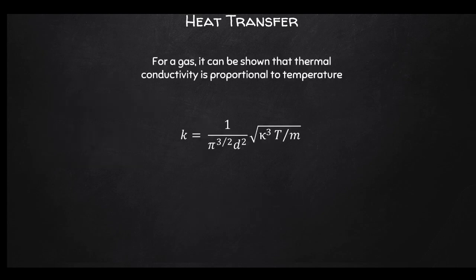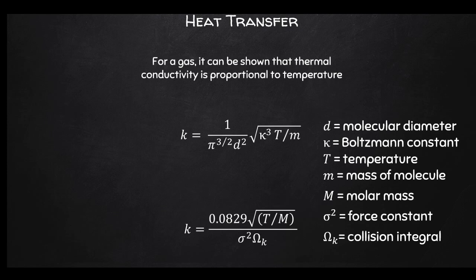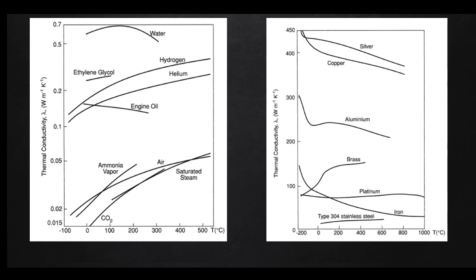A derivation for the thermal conductivity for gases is provided in a textbook, and the resulting equation is shown here. It is possible to simplify this further into an easy-to-use equation where only the temperature, molecular mass, and other properties of the gas are required. These properties, specifically the force constant and the collision integral, are also available in appendices at the back of the textbook. Typical thermal conductivities for liquids and solids are also available, either as equations or graphically.